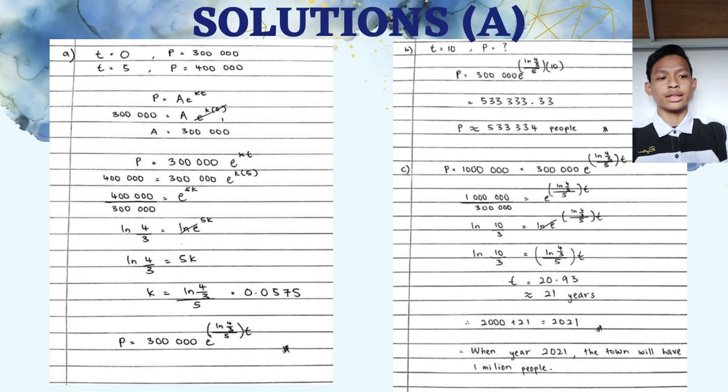T, and you just move the terms around, and last you get T equal to 20.93, and just round it, and you get 21 years. And the initial year is 2000, and you have to add it with the answer you get. So 2000 plus 21, it equals 2021. So in year 2021, the town will have 1 million people.